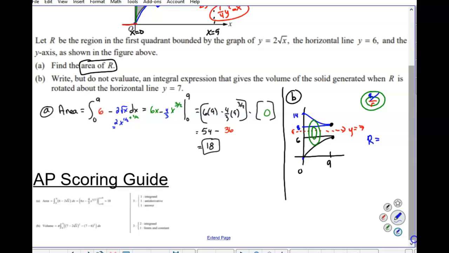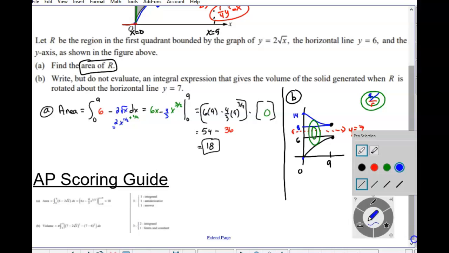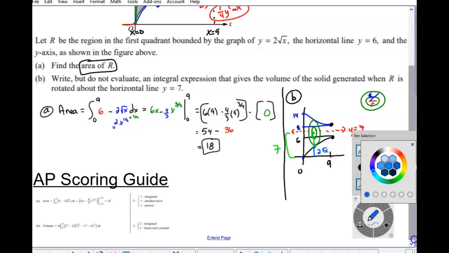It's not easy. So what is the big radius? Well, the big radius goes from the y equals 7 line straight down to this function right here. Now what do we know? We know that the entire length from the red dotted line down to the axis is 7. Okay? But I don't want that. I know that from the x-axis up to this curve, that is the equation 2 square roots of x. So what I'm really looking for is what is the large radius here.